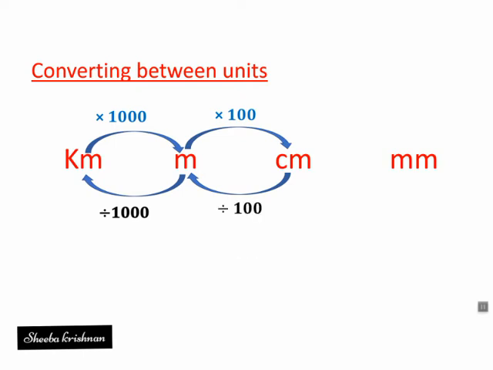And next, when we change from centimeter to millimeter, we have to multiply by 10 because 1 centimeter is equal to 10 millimeter. So for changing from centimeter to millimeter, we have to multiply by 10. And the same way, for changing from millimeter to centimeter, we have to divide it by 10.